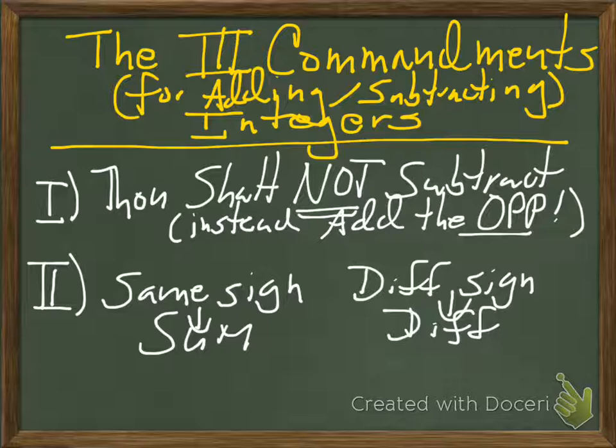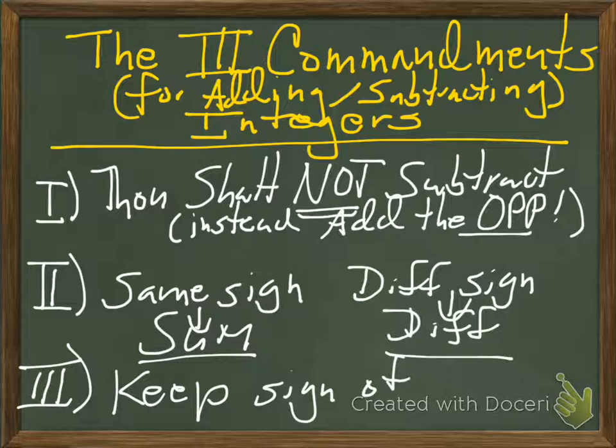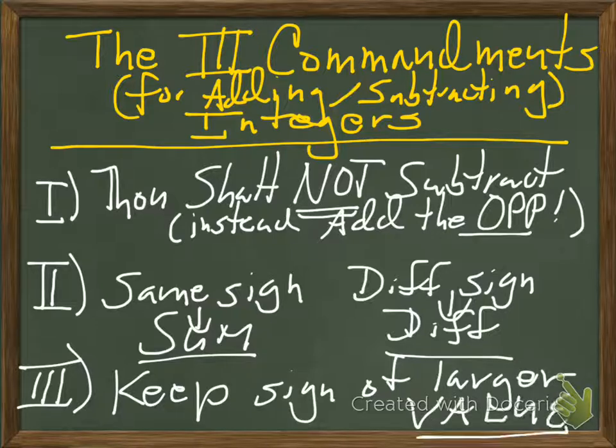We're going to convert all of our subtraction problems into addition problems right off the bat. Now, the second commandment: if the two things we're adding have the same sign, we find the sum. If they have different signs, we find the difference. And then the third commandment: at the end, the sign of the answer is going to be the sign of the larger value. Keep the sign of the larger value.